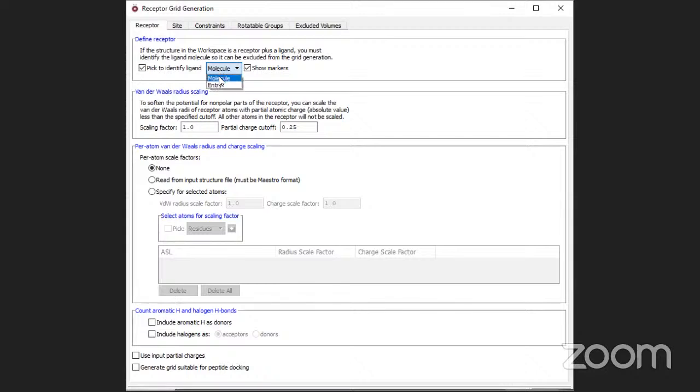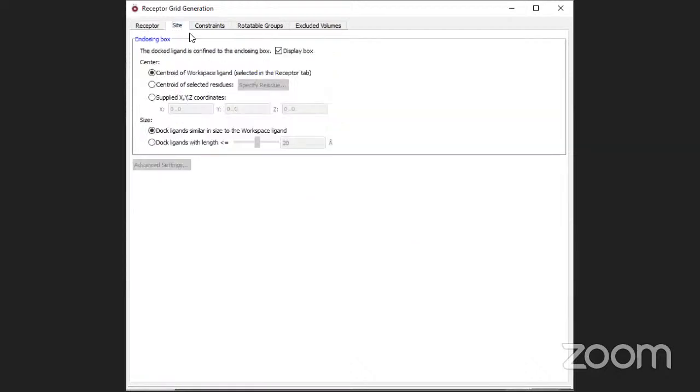And there are other options also. SiteMap analysis is also one of the important techniques for the identification of active pockets present in a protein. In that case, we'll choose the entry option. There is an option like entry. Then other options like you can see site.